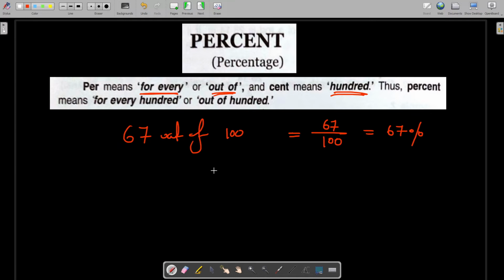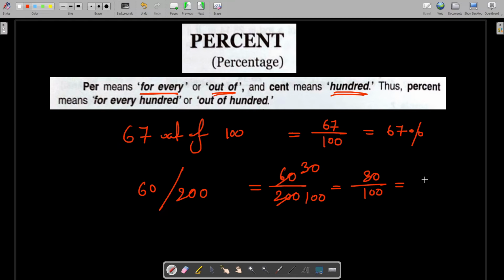Let's take another example. Suppose you got 60 out of 200. Now what will be the percent? See, we need to get out of 100. So if we write it as 60 by 200 and divide both sides by 2, it will be 30 by 100. So the percentage will be 30 percent. Easy, you should always make the denominator 100, and whatever value you get as the numerator will directly be the percentage.